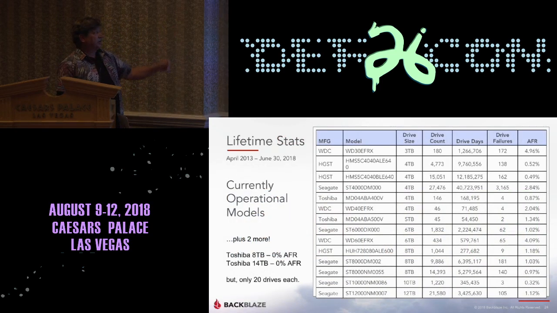But just all of those models, right? Lifetime stats of operational models. Just so you can see, the ones that are really kind of fun. If you stared all the way over at that right-hand column, which one's the best? Well, it's the 10 terabyte Seagates all the way down at the bottom, right? Those have been really rock-solid drives, and Seagate doesn't make 10 terabyte drives anymore.